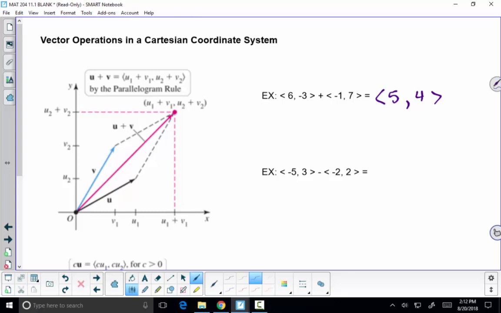And then this one down here, if you add the x components, you get -5 plus 2. There's a minus sign in there. Yeah, there's a minus. Okay, so 3 minus 2 for the y components, so 3 minus 2 is 1. So that would be the component form of the sum.